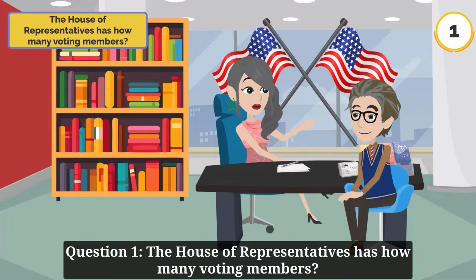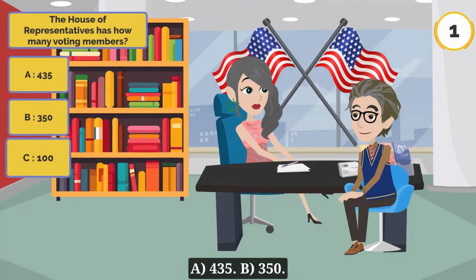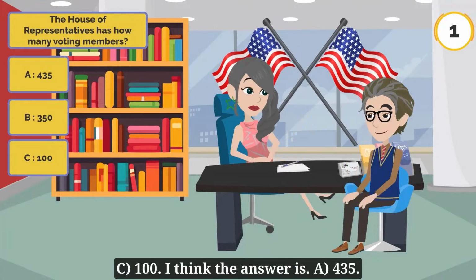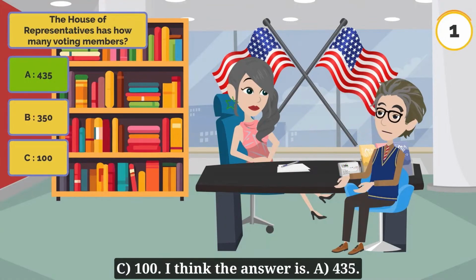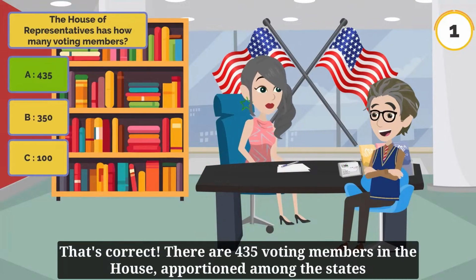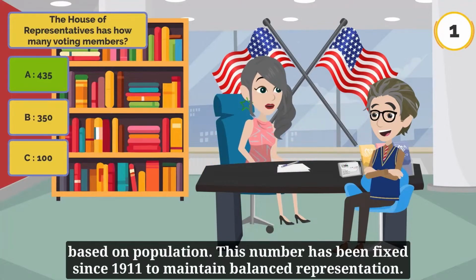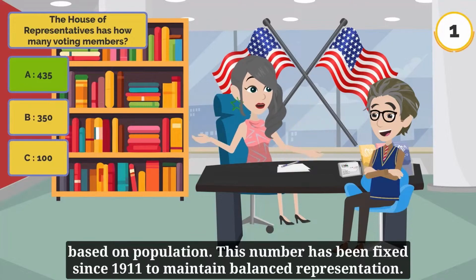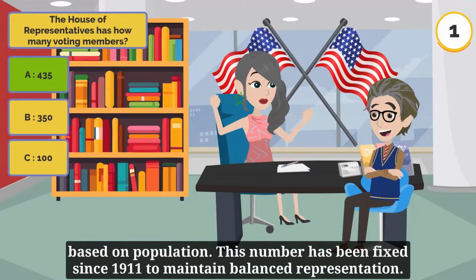Question 1. The House of Representatives has how many voting members? A. 435. B. 350. C. 100. I think the answer is A. 435. That's correct. There are 435 voting members in the House, apportioned among the states based on population. This number has been fixed since 1911 to maintain balanced representation.